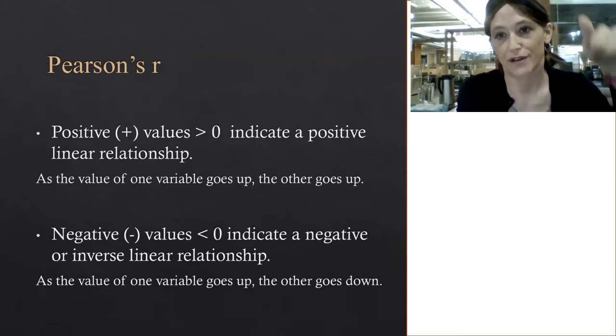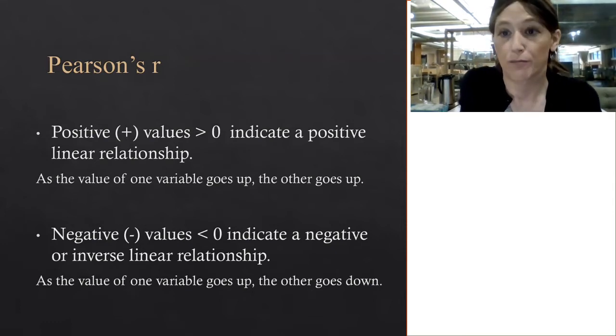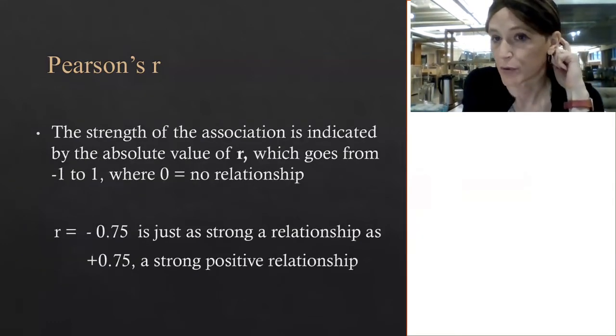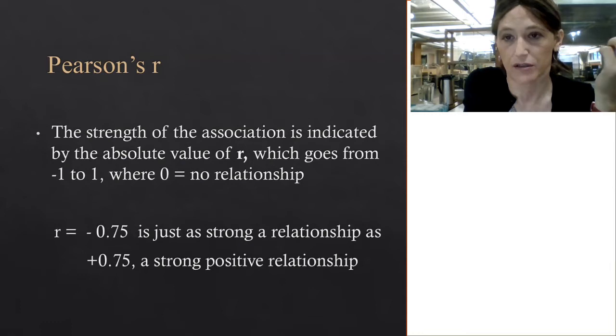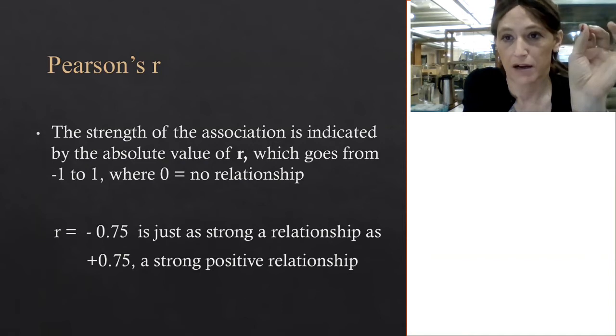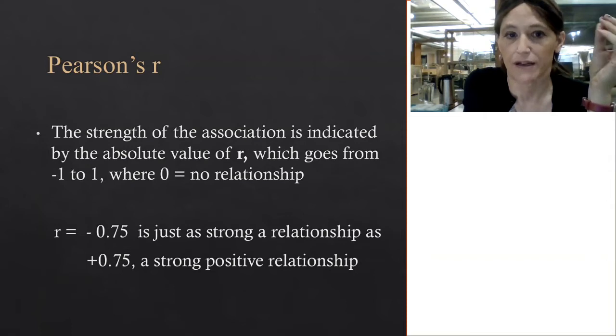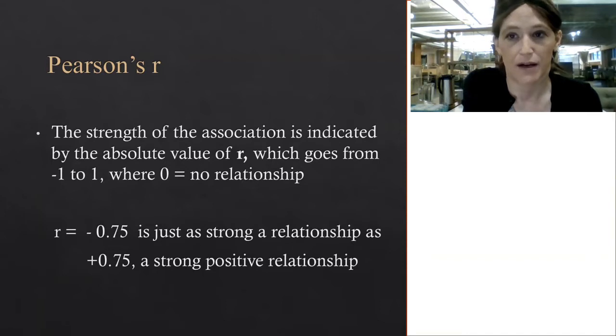As the value of one variable is going up, the value of the other variable is going down, okay? So both are possible and both are equally important to characterize. The strength of the association is indicated by the absolute value of the Pearson correlation coefficient, which goes from -1, a perfect negative correlation, to +1, a perfectly positive correlation. In the middle is 0, and that means no relationship. It'd just be a cloud of points on the scatter plot. You wouldn't be able to see any pattern at all.